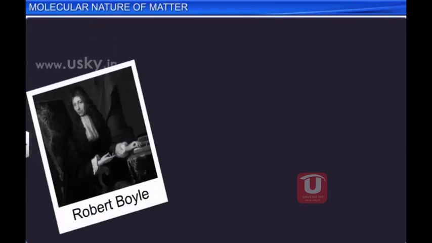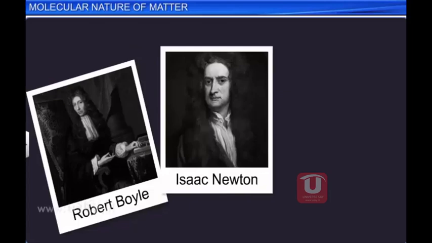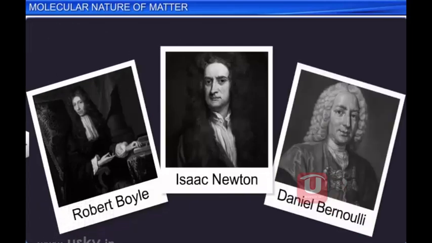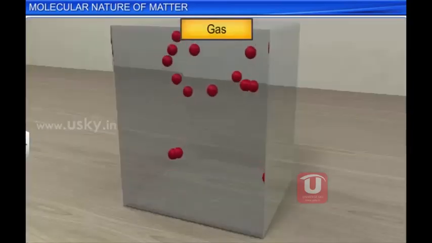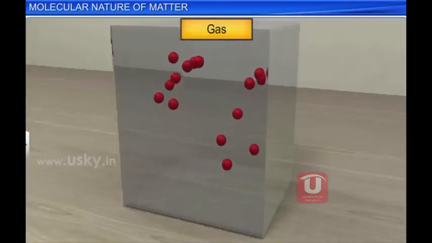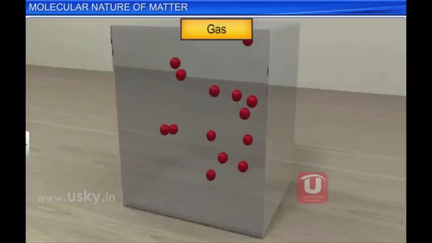Almost 150 years before actual atomic theory was established, Boyle, Newton, Bernoulli, and several other scientists tried to explain the behavior of gases. They considered that gases are made up of tiny atomic particles.